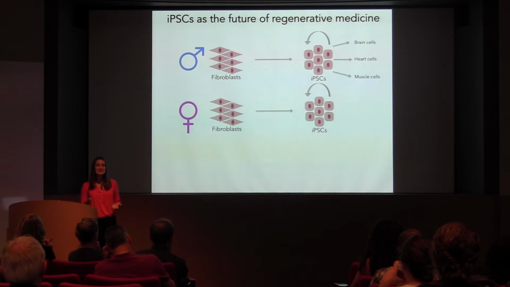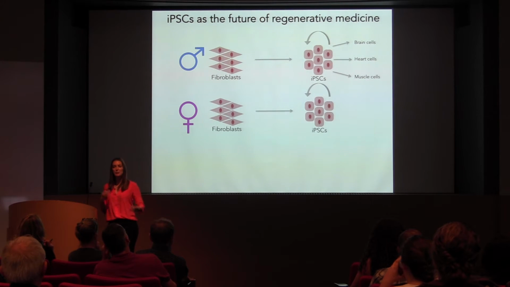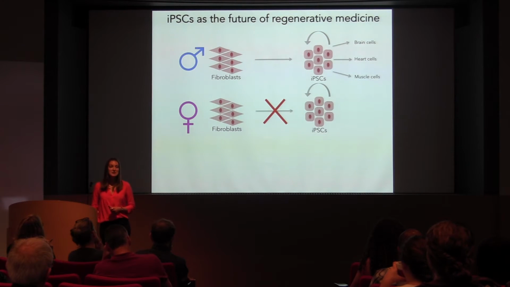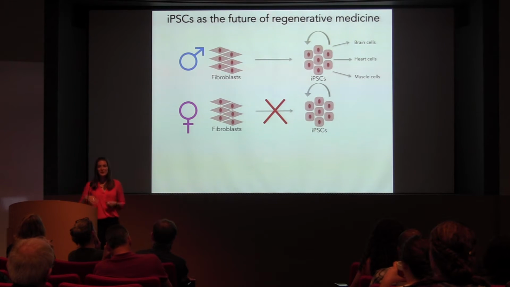So you'd want to do this in both males and females to make sure that both men and women can benefit from these potential therapies. However, over the last 10 years, a lot of work in induced pluripotent stem cells has focused mainly on converting male fibroblasts to male stem cells. And in some cases, which I'll talk about later, you can't even convert female fibroblasts into stem cells. And so why might that be? What are the differences here that might cause this?